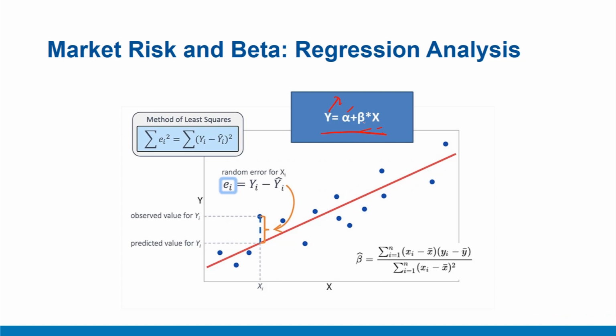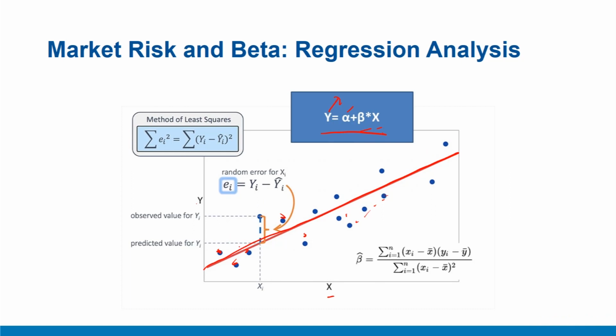Now mathematically, in a regression model, it works like this. You have a scatter plot where you have different return observations plotted along two axes, x and y, where x is the security return, y is the market return. So if these blue points represent those observations, then you fit a line using ordinary least square method.